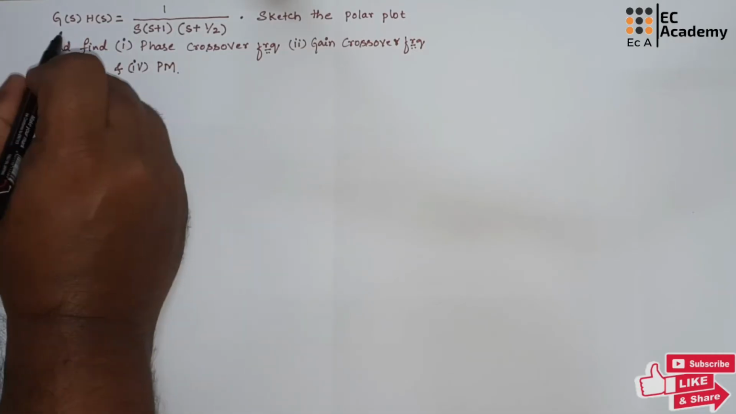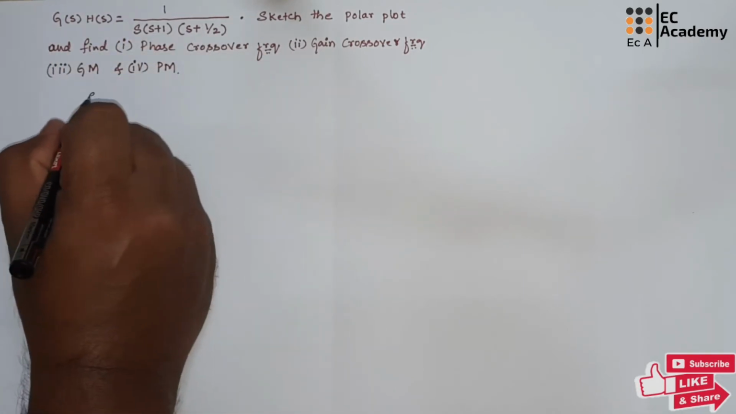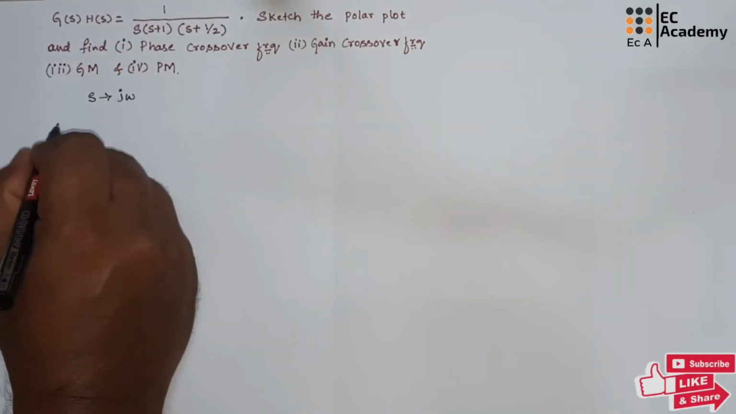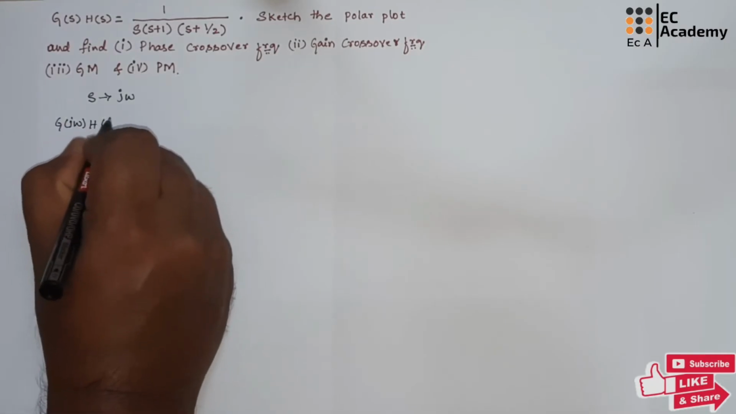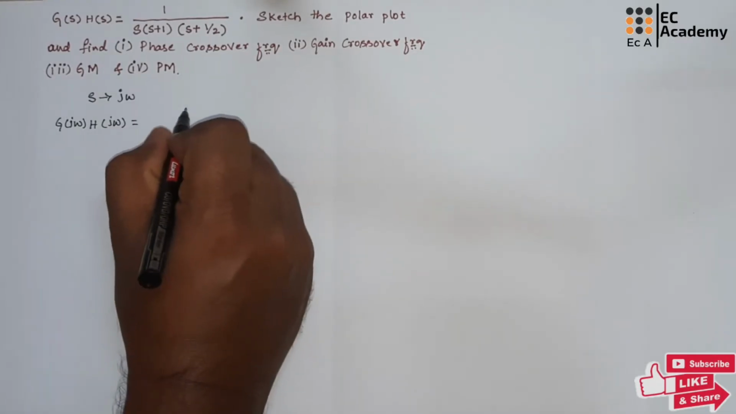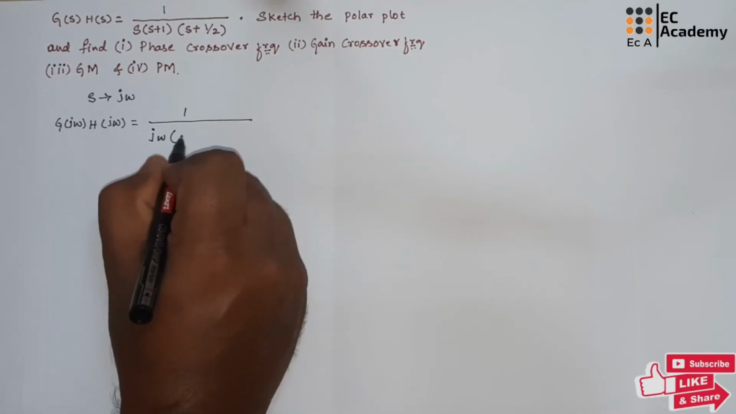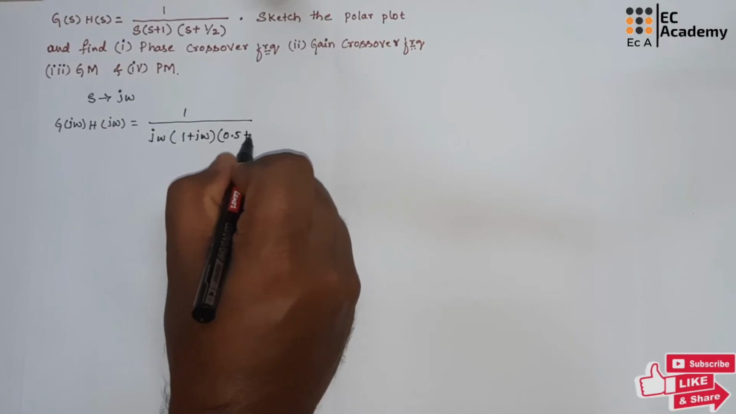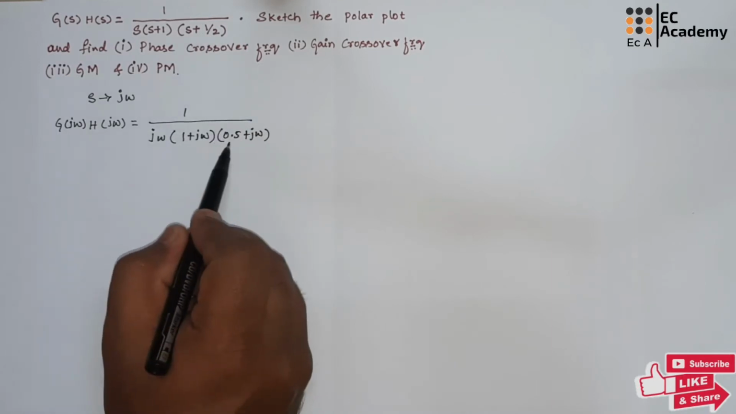In the first step, we need to replace s with j omega to convert this transfer function into frequency domain. So let us replace s with j omega. So this transfer function, G(j omega) H(j omega), will be equal to 1 divided by j omega into (1 plus j omega) into (0.5 plus j omega). So here in place of 1 by 2 we have written 0.5.